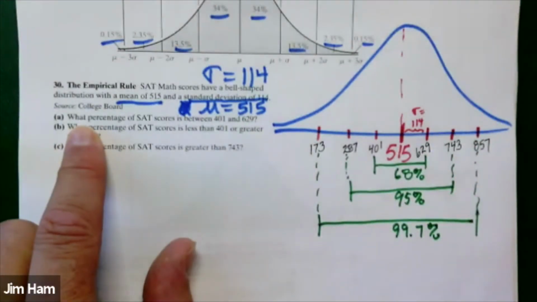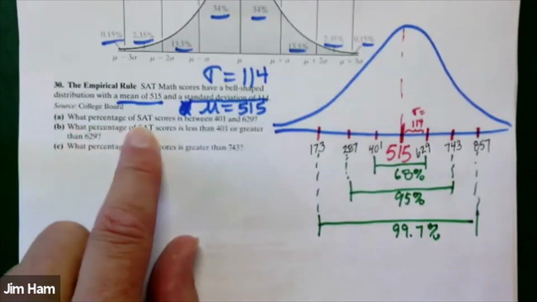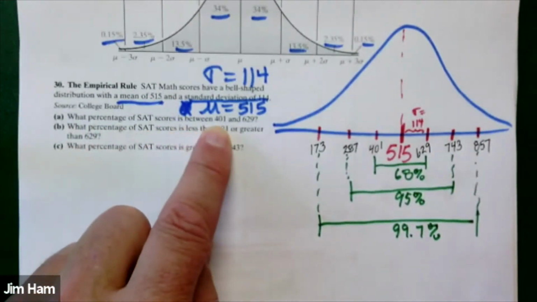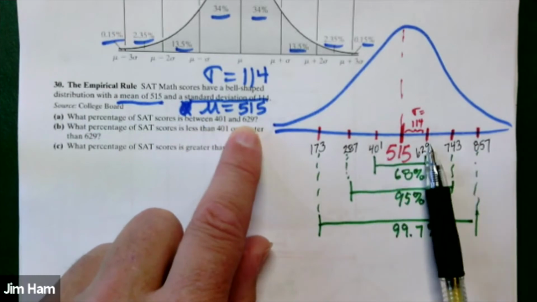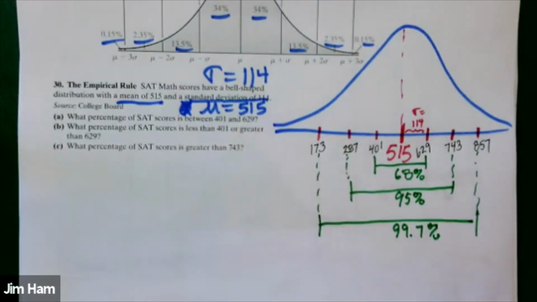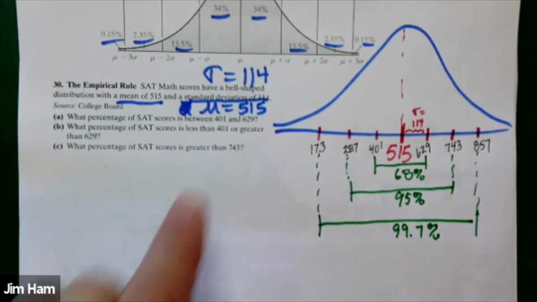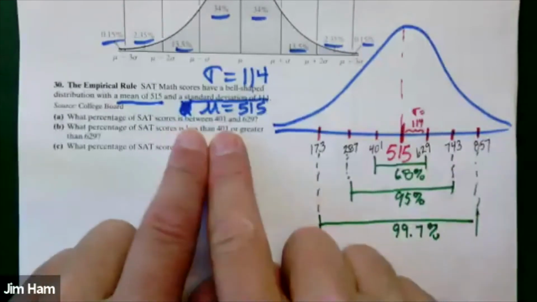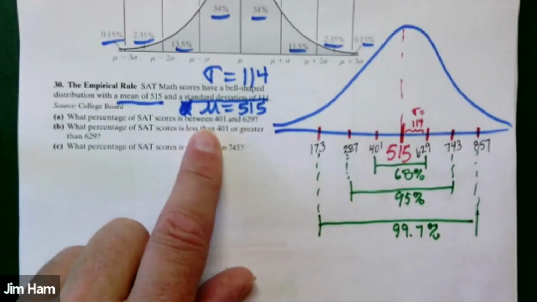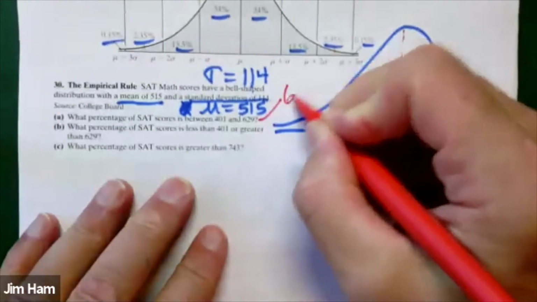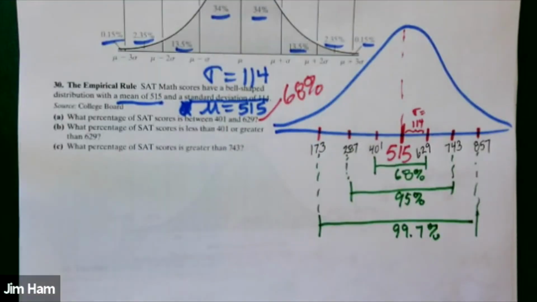Part A, what percentage of the SAT scores is between 401 and 629? What percent? See what they're asking? If you understand the empirical rule, yeah, go ahead, write your answer in there. Yeah, that's right. So they're basically these that we calculated by hand, they already knew them in advance. So the answer to this one, 68%. Now we'll get more precision later on as we do these problems, but right now we're just using the empirical rule as they told us to here.